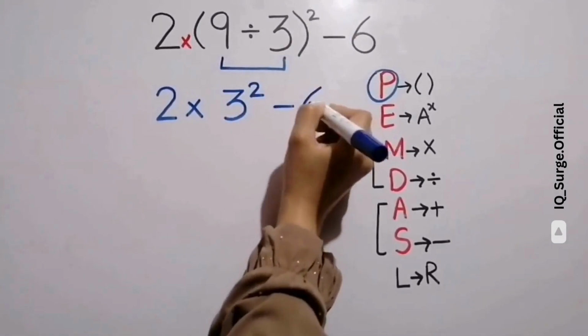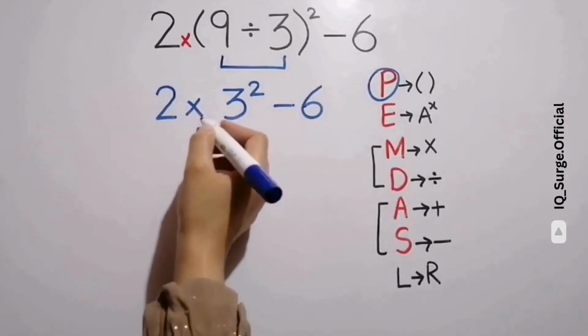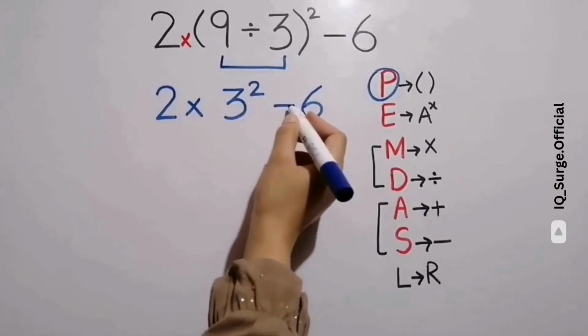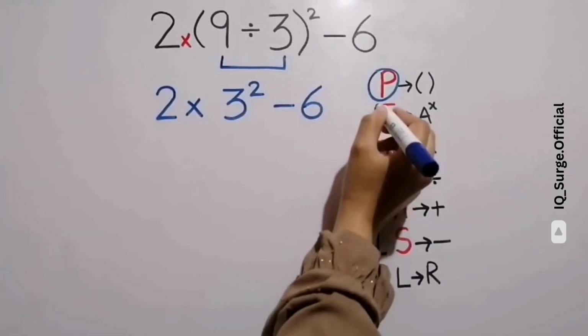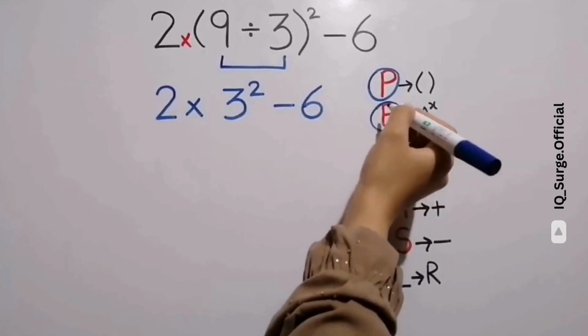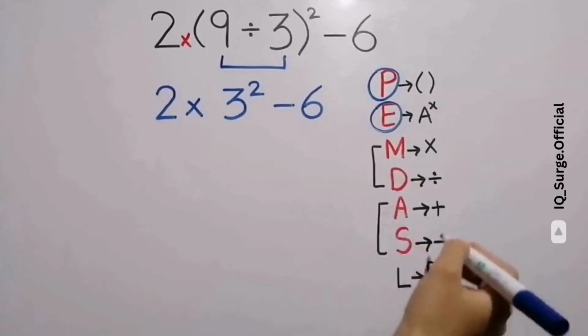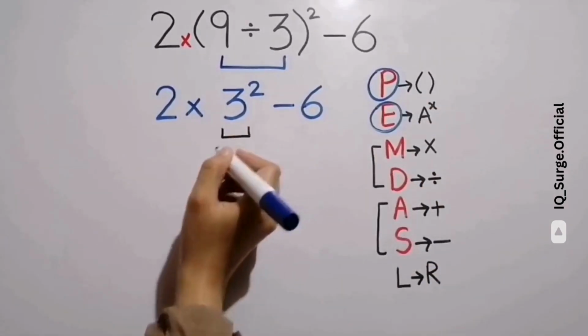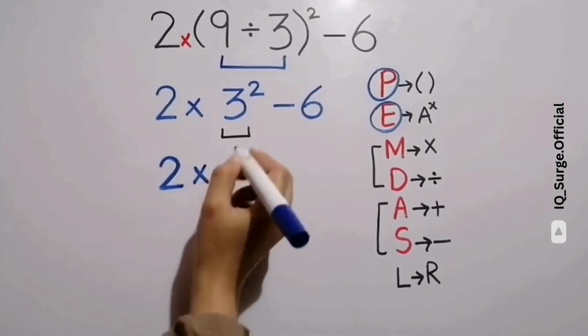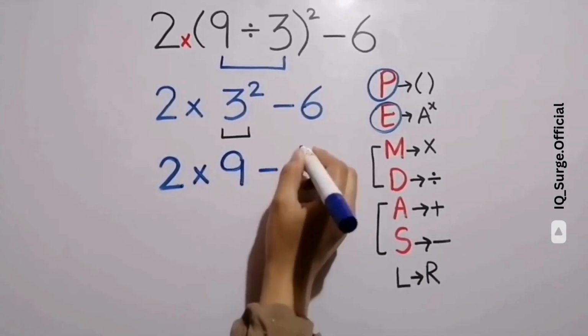finally minus 6. Now we have multiplication, exponent, and finally subtraction. Next, we perform exponent because after parentheses, exponent has higher priority than all other operations. And rewrite this expression as 2 multiply 3 times 3 equals 9 then minus 6.